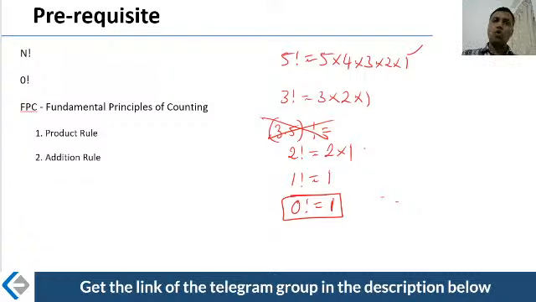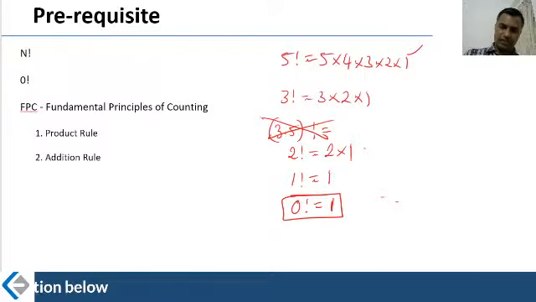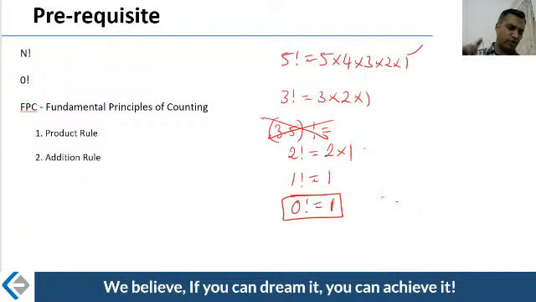Factorials are defined for whole numbers. What is the smallest whole number, friends? 0. Is it defined for 0? Yes. 0 factorial is 1. So that's about the factorial. I'm sure we are all clear on this.